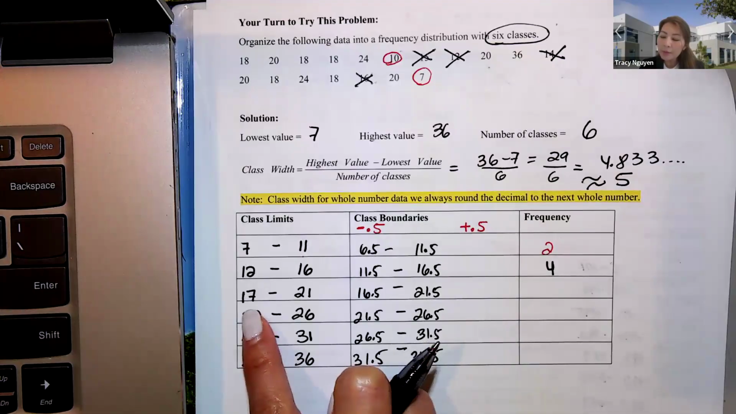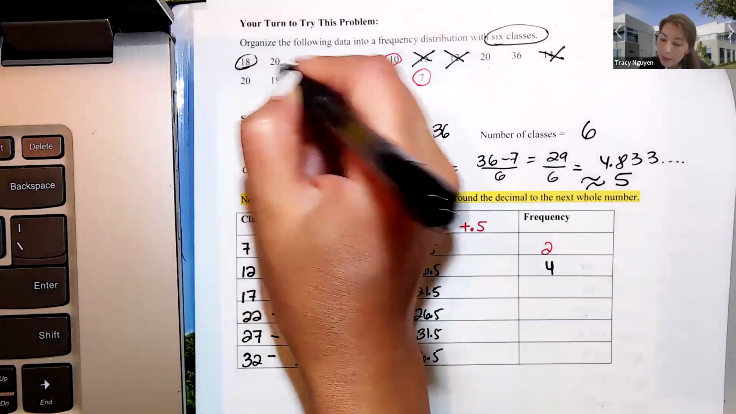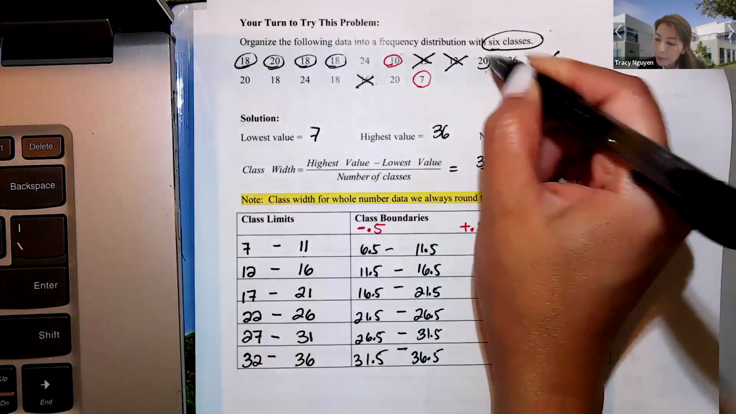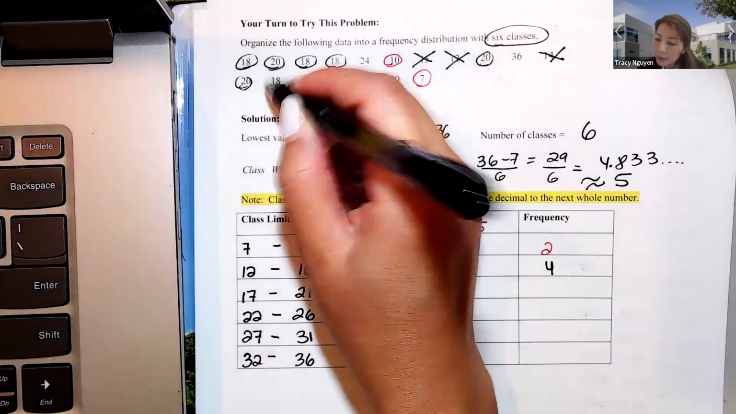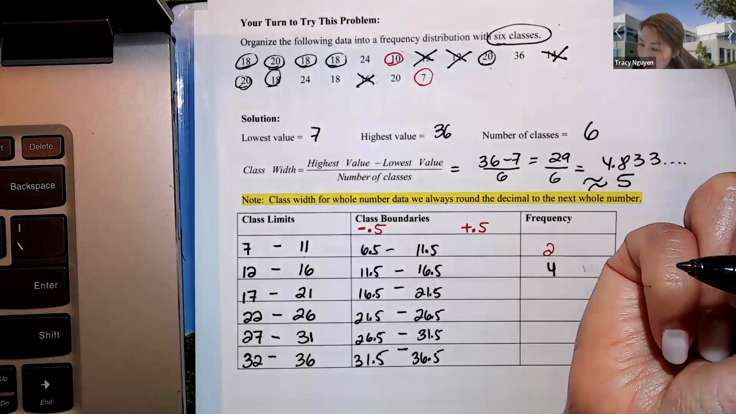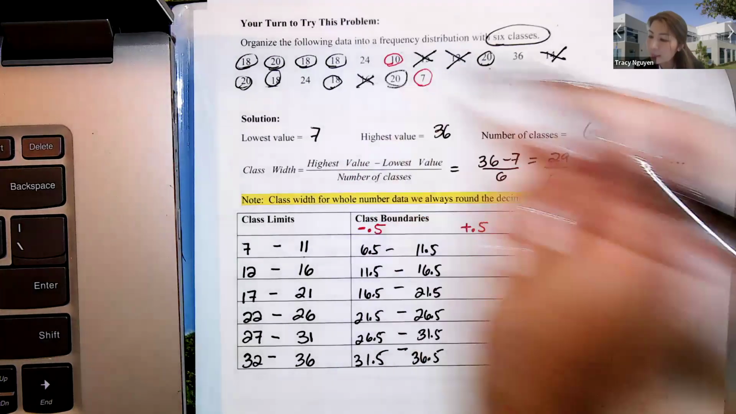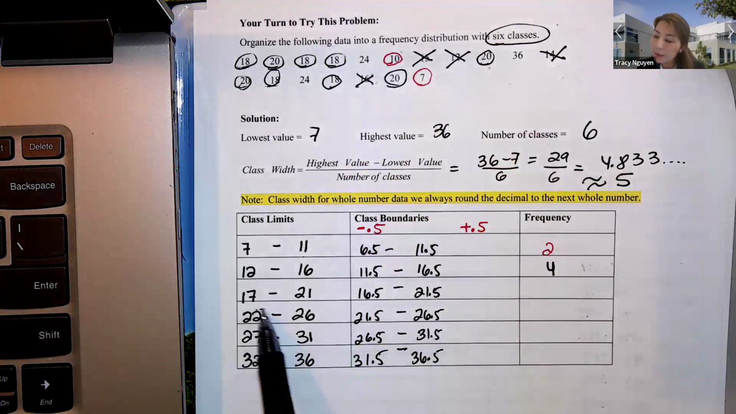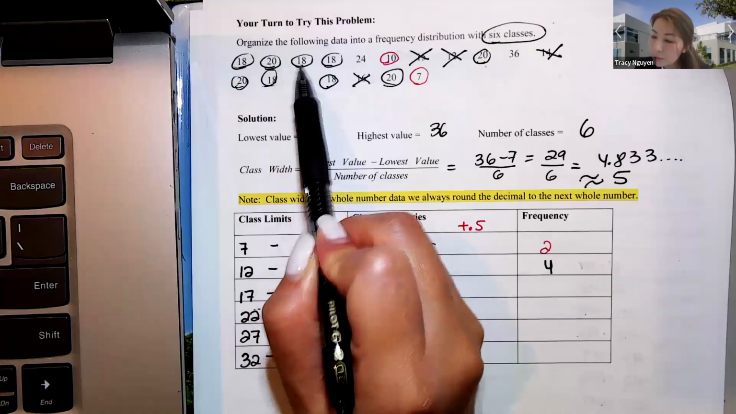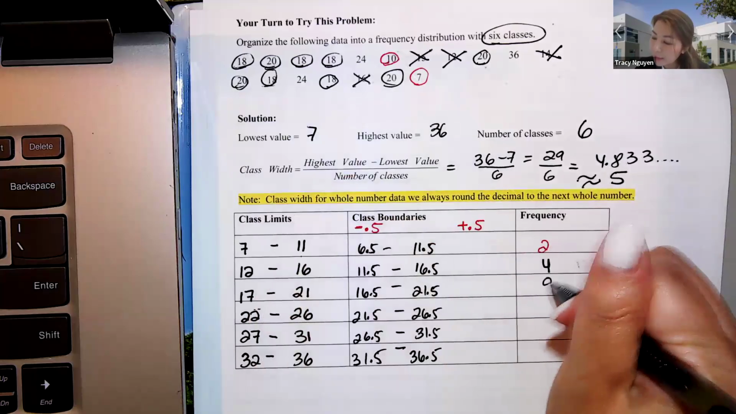How many data values from 17 to 21? So 17 to 21, we have 18, 20, 18, 18, not 24. We have 20, not 36, 20, 18, not 24, 18, yes, 20, yes. So we're taking all the data values from 17 to 21, okay? So we have 1, 2, 3, 4, 5, 6, 7, 8, 9. So I have a 9 here.